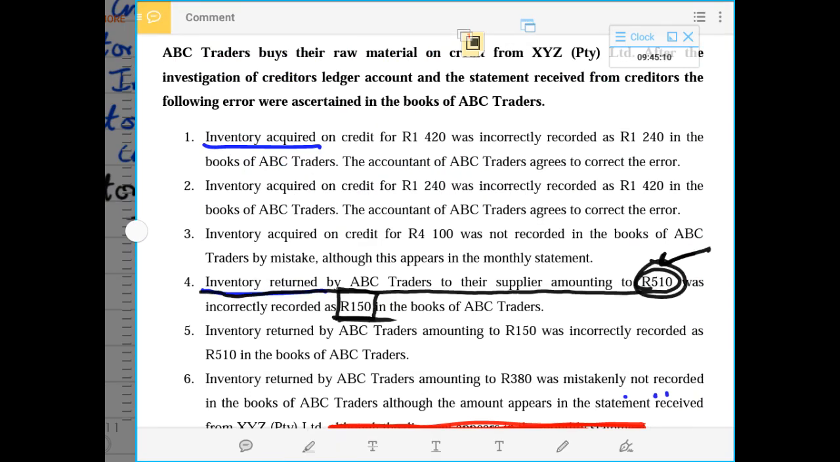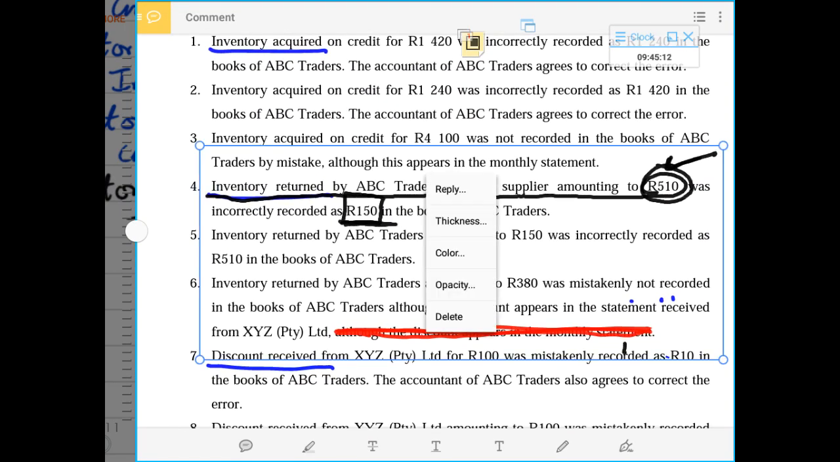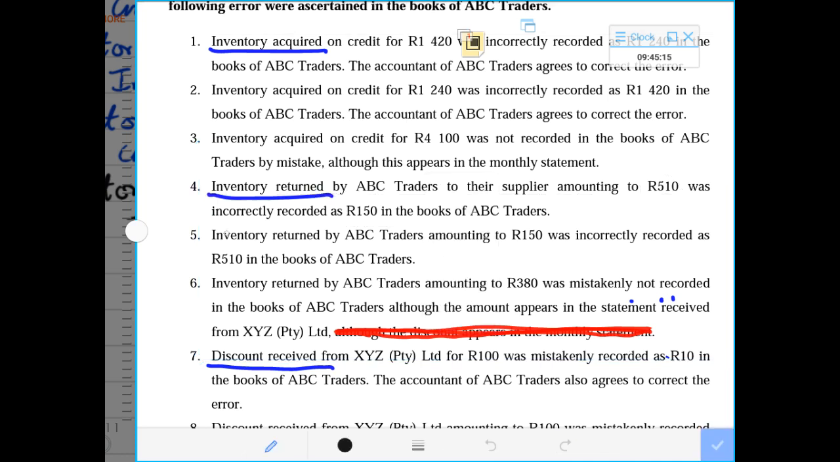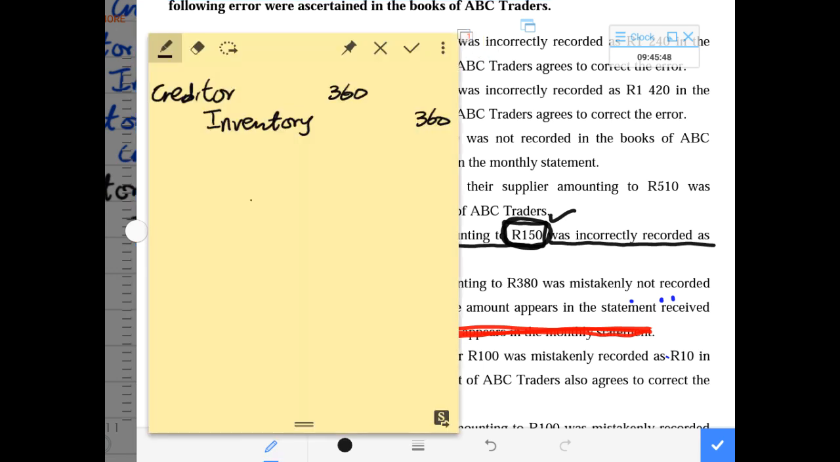Entry number 5 is again another return of inventory. It says inventory returned by ABC traders amounting to 510 rands. So now this is the correct amount of returned inventory that was supposed to be, but was incorrectly recorded as how much? The right amount, sorry, is 150, but we recorded 510. So we recorded an amount more than it was supposed to be. We recorded 510 instead of 150 by mistake.